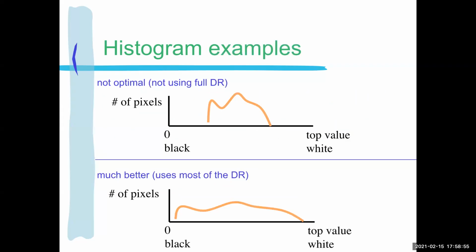Here's some examples of, well, the top one is a bad histogram. So I don't need to look at the actual representation of this image, the thing we would think of as an image. I can just look at the histogram and go, oh, that's not good. That's not going to be a good image.